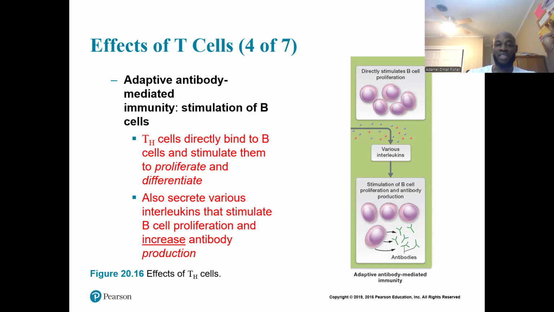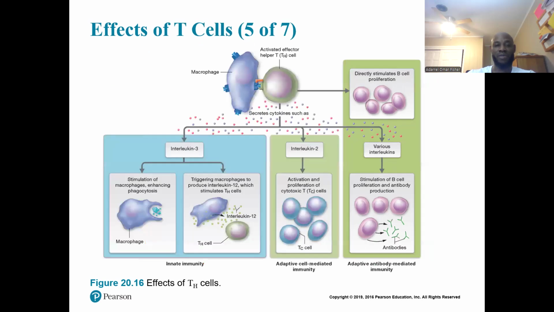They also stimulate B cells. So helper T cells directly bind to B cells to stimulate them to proliferate and differentiate. They also secrete various interleukins that stimulate B cell proliferation and increase antibody production, which we're going to talk about more when we talk about the B cells. Right?